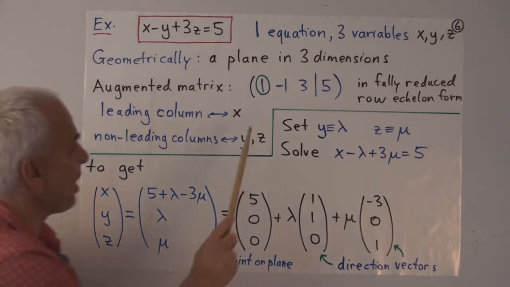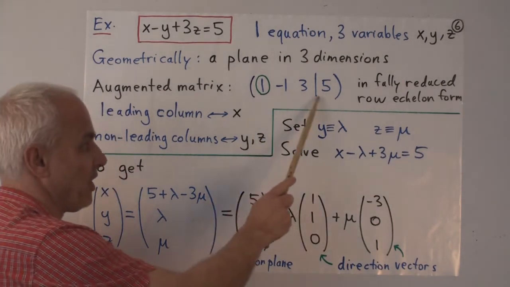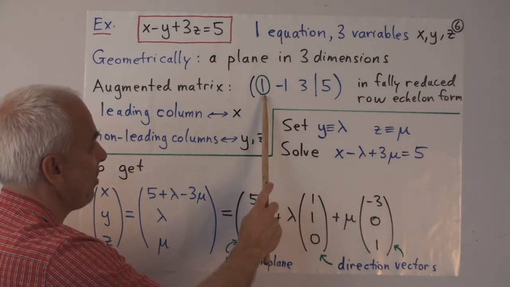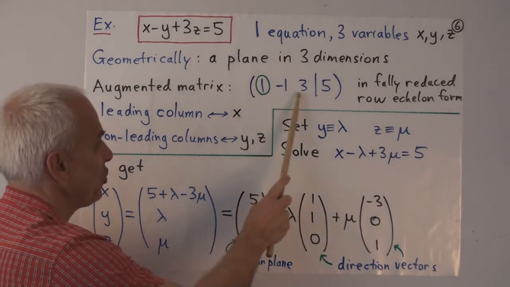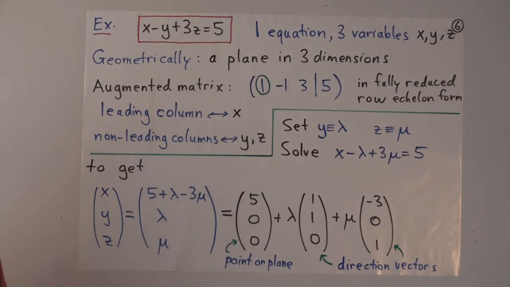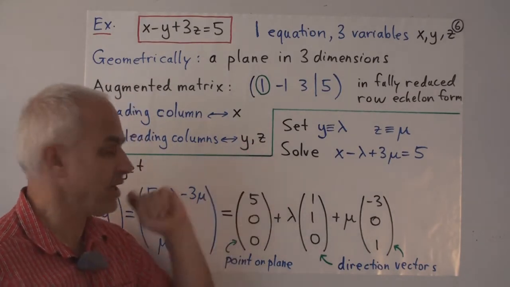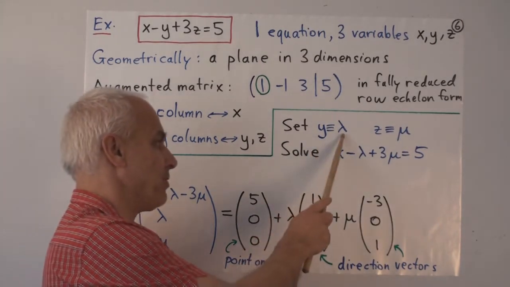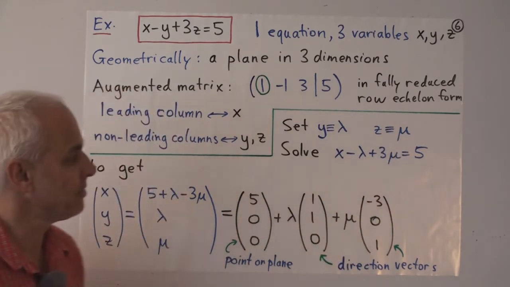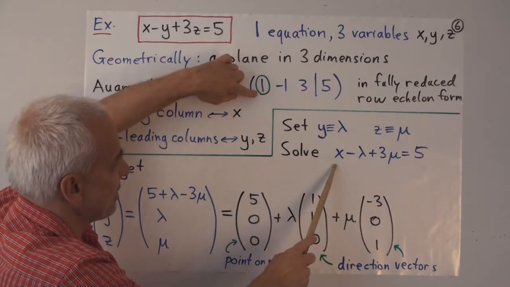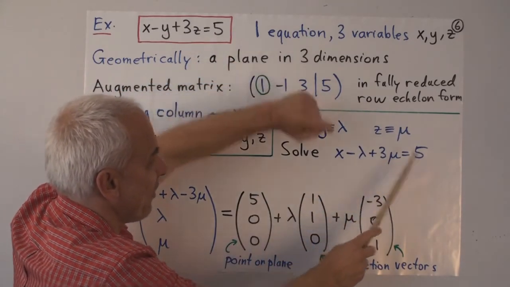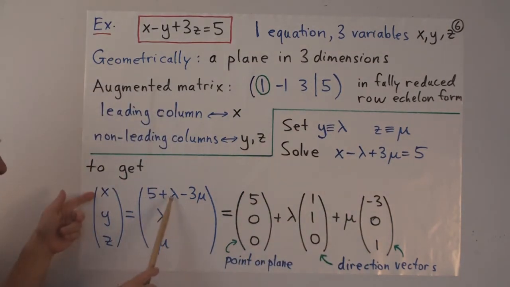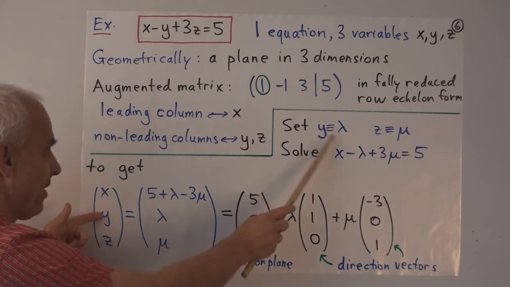We can get that by looking first at the augmented matrix, which is again in fully reduced row echelon form, so there's nothing to do with that. And on the left-hand side, the columns are separated into the leading column, which is only the one corresponding to x, and now there are two non-leading columns corresponding to the variables y and z. And what we do is we set each of these non-leading variables equal to a free parameter that's allowed to be anything it wants to be. So we'll set y equal to, say, lambda, and z equal to, say, mu. Now this one equation reads x minus lambda plus 3 mu equals 5, allowing us to solve for x in terms of mu and lambda. So x is 5 plus lambda minus 3 mu, y is lambda, and z is mu.